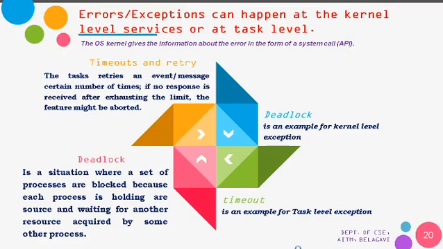Deadlock is an example of a kernel level exception, and a timeout is an example of a task level exception. A deadlock is a situation where a set of processes are blocked because each process is holding a resource and waiting for another resource acquired by some other process. Whereas with timeouts and retry, the task retries an event or a message a certain number of times. If no response is received after exhausting the limit, the task might be aborted.